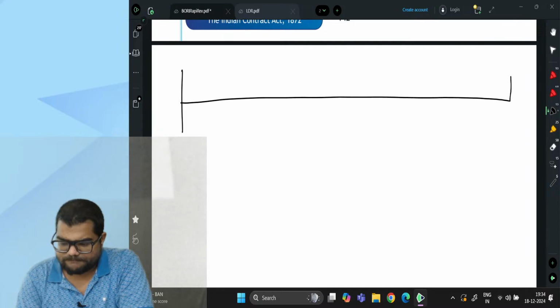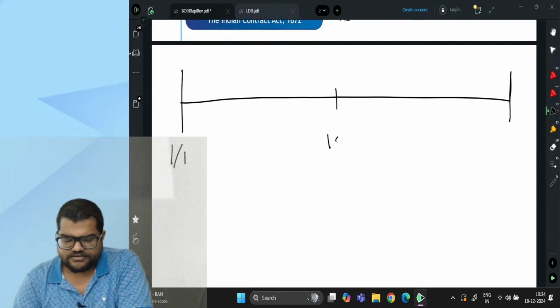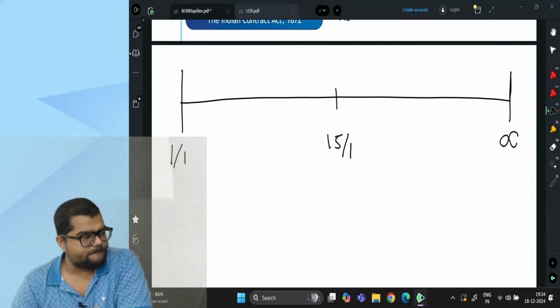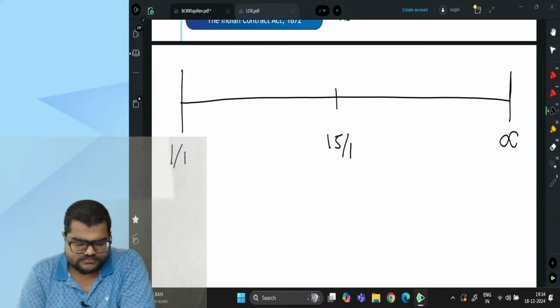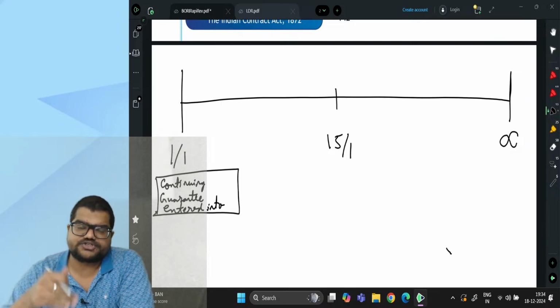Let's say this is the timeline. This is 1st of January, this is 15th of January, and this is a further date. Now, in this diagram, the first point is a continuing guarantee entered into. So let's say Mr. X has given a continuing guarantee for Mr. Y to Mr. Z on 1st of January.